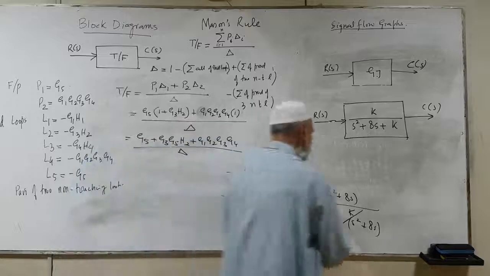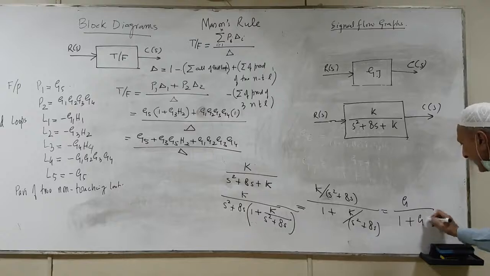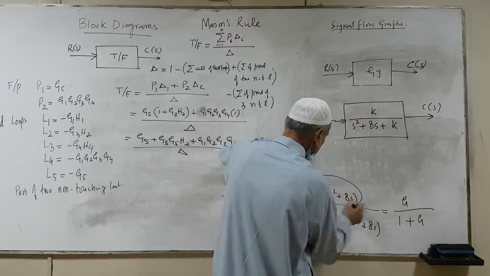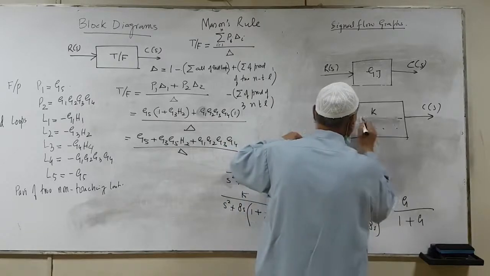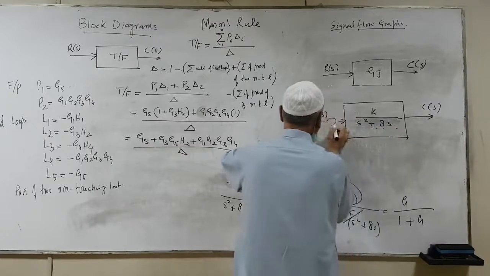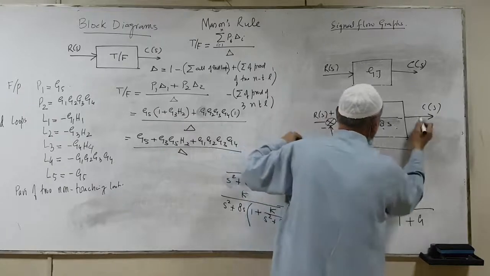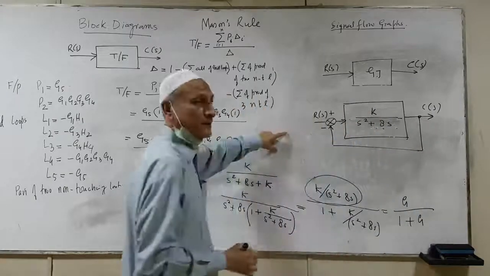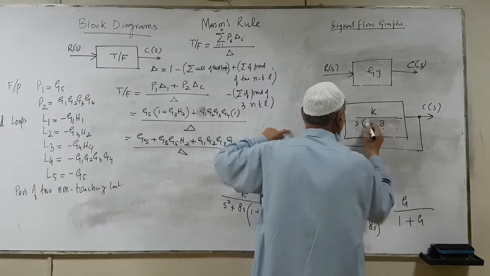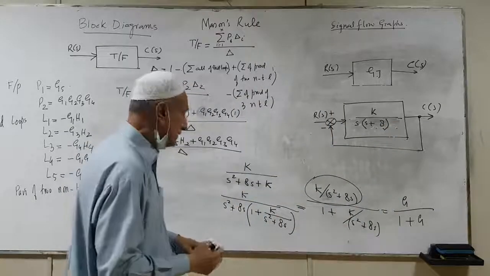Now what does it show actually? This one is equivalent to something like this, G over 1 plus GH. H is 1. So we simply go for G, which is equal to K divided by s squared plus 8s, and we incorporate a summing point, negative feedback of course, and then we have this. However, you can also take s common. So if you take s common, we have s plus 8. So this is the equivalent unity feedback representation of that block diagram.